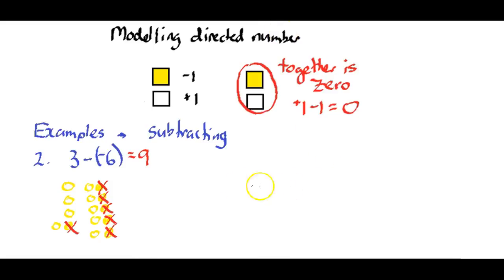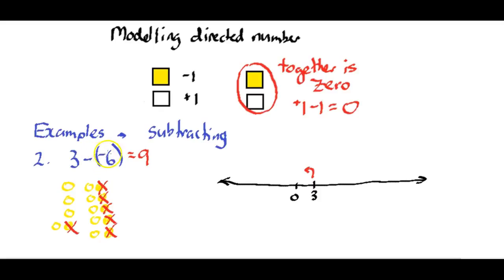Now I can check this with another model using a number line. Here's my number line, and I have to start at the number 3. So there's 3, here's 0. Anyway, so I start at 3, and I'm taking away. So I face the negative direction. Imagine standing there and facing that negative direction.